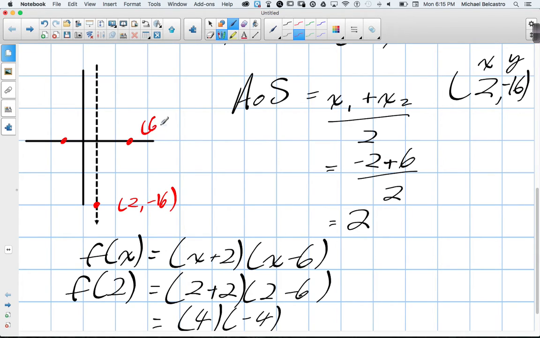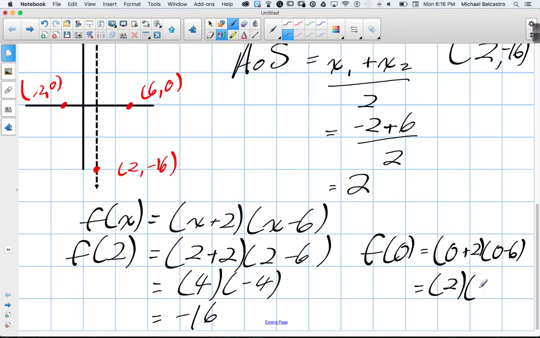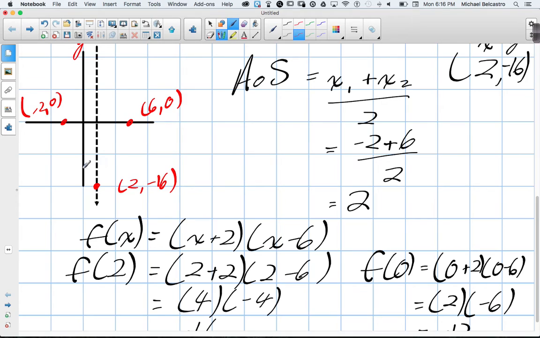This here was at 6 and 0. This is at negative 2 and 0. And finally, the other major point that'd be very helpful is the y-intercept. A y-intercept would be whenever x is 0. So I can do the exact same thing, but this time I find f at 0, and it'll give me my y-intercept. So I have 0 plus 2, 0 minus 6. All I'm doing here is replacing the x value with 0. So I'm going to get 2 times negative 6, negative 12. So the y-intercept is at 0 and negative 12, and that makes sense because we know the parabola has to open upwards.